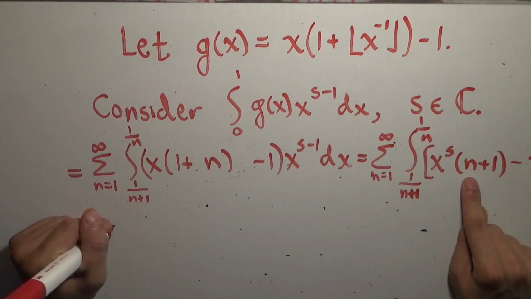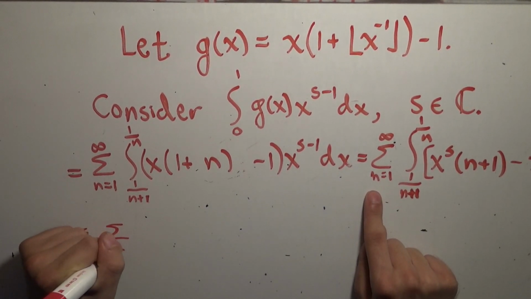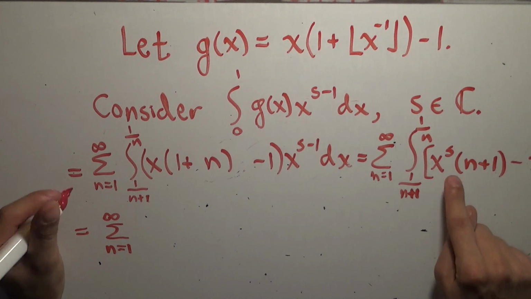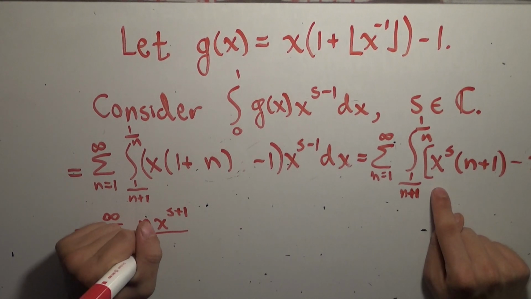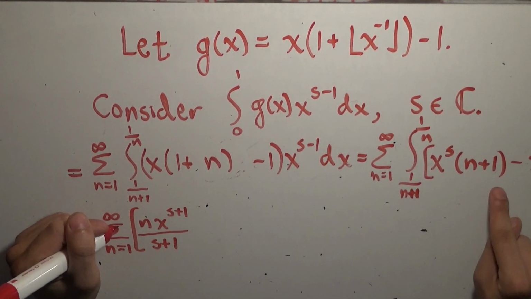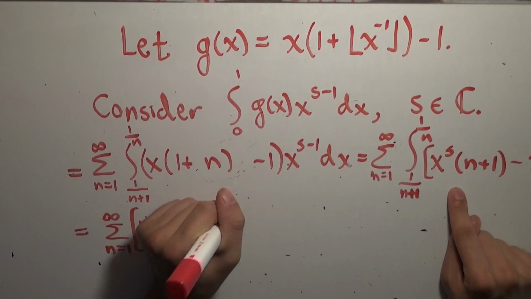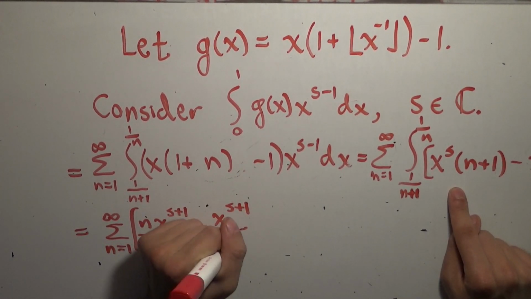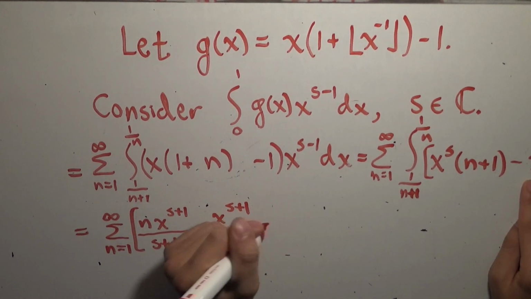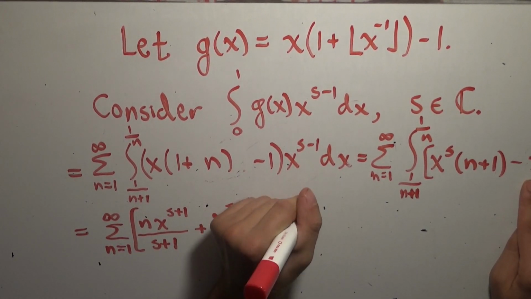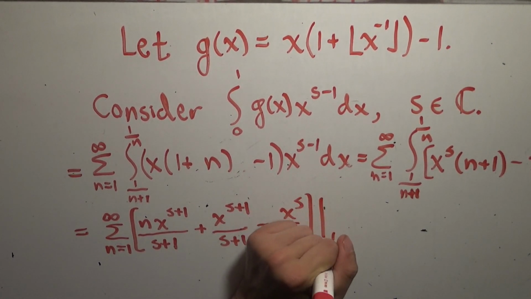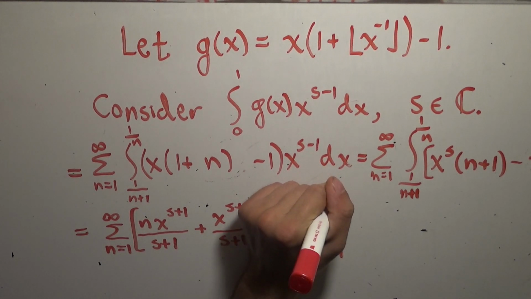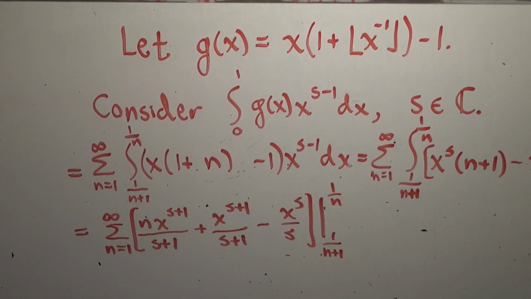So we're going to get, first of all, the sum from n equals 1 to infinity, and the first term is going to be n times x to the s plus 1 divided by s plus 1. The next term is going to be x to the s plus 1 divided by s plus 1 minus x to the s divided by s. And that's how you integrate each of those terms, since they're just powers of x, and we're evaluating that using the fundamental theorem of calculus from 1 over n plus 1 to 1 over n. So all we have to do is plug in these bounds and take the difference of those two terms. So we're just going to do it term by term.